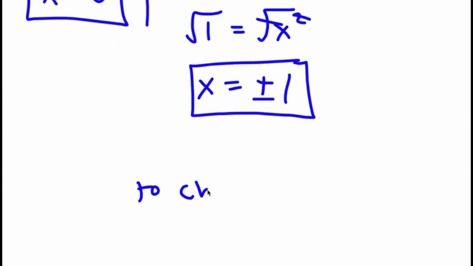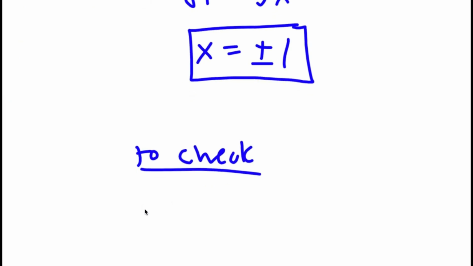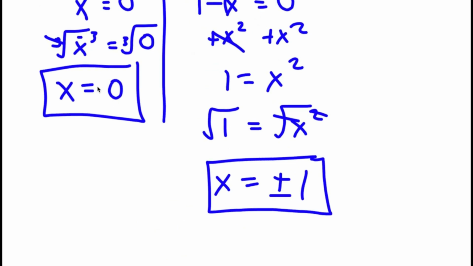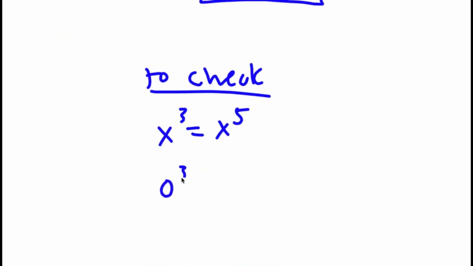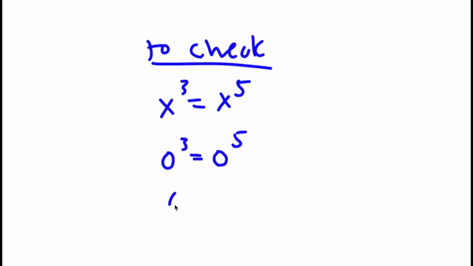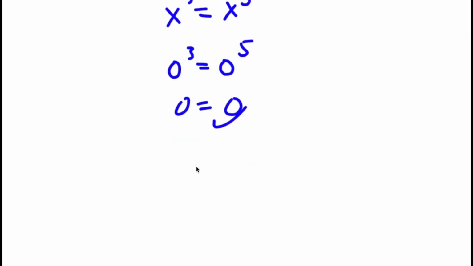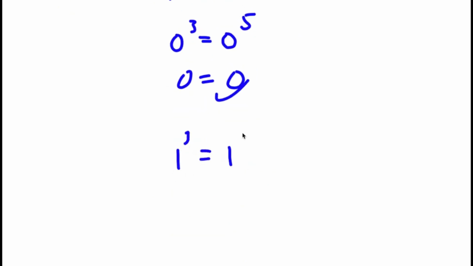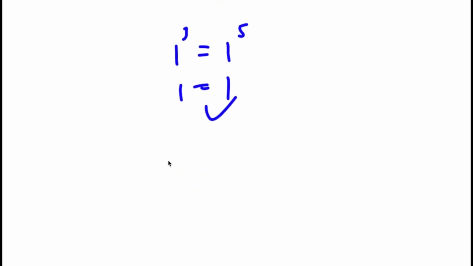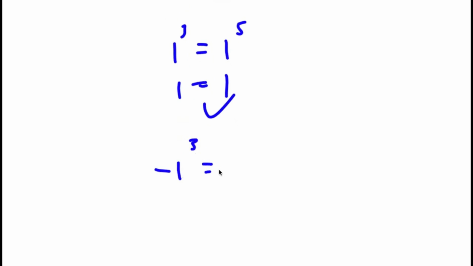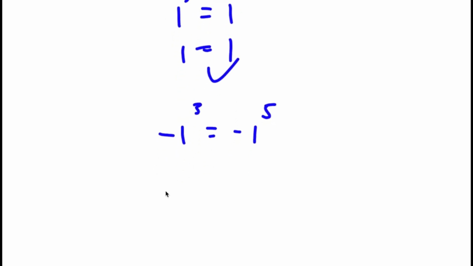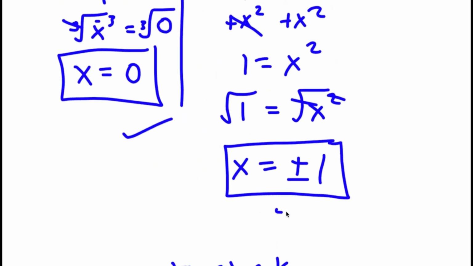So now to check, I have x to the power of 3 is equal to x to the power of 5. So first off, let's check 0. If x equals 0, I have 0 to the power of 3 is equal to 0 to the power of 5. 0 to the power of 3 is 0, 0 to the power of 5 is 0, so this is right. Now if x equals 1, I have 1 to the power of 3 is equal to 1 to the power of 5. 1 to the power of 3 is 1, 1 to the power of 5 is 1, so this is right. And finally, if it's negative 1, I have negative 1 to the power of 3 is equal to negative 1 to the power of 5. Negative 1 to the power of 3 is negative 1, negative 1 to the power of 5 is negative 1, so this is right as well. So all three of my solutions are right.